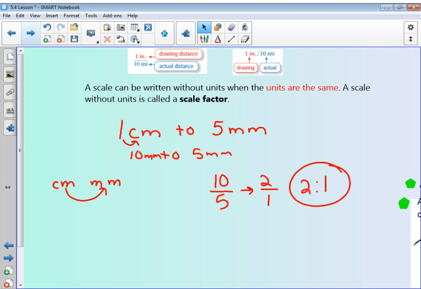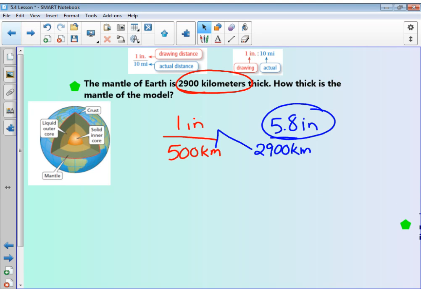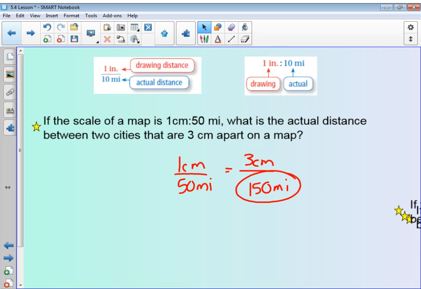Okay, so the key thing to remember out of this lesson is when you're working with a scale, you want to make sure that you understand that in the scale, the first number stated is the model or the map or whatever, and the second number stated is the actual distance. Make sure that you're matching when you set up your proportions.